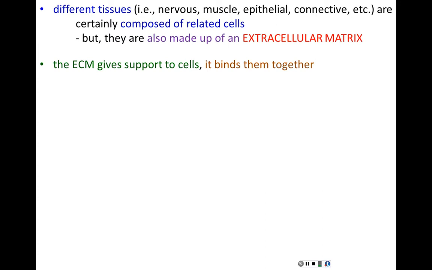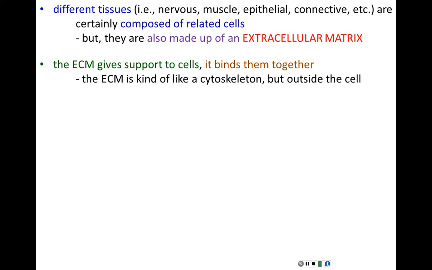This ECM is not cellular. It's simply proteins and other macromolecules. But what the ECM does is it supports the cells of these tissues. It binds them together. It gives them tensile strength, support from stress, etc.